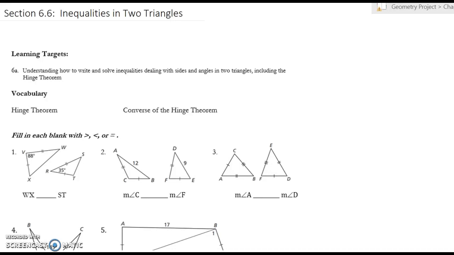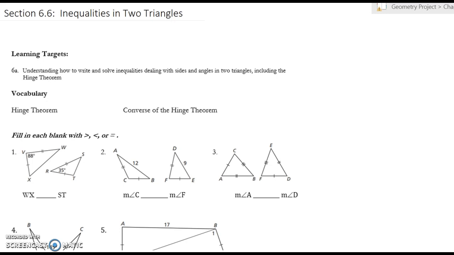Alright, what we're doing in this video is section 6.6, inequalities in two triangles. Last section we learned about inequalities in one triangle, and the big concept that's going to be applied today is, remember, in the last notes, the biggest angle is opposite the biggest side, and the smallest angle is opposite the smallest side, and the converse of that, where the biggest side is opposite the biggest angle, and the smallest side is opposite the smallest angle. And so we're going to use that now, but with two triangles.